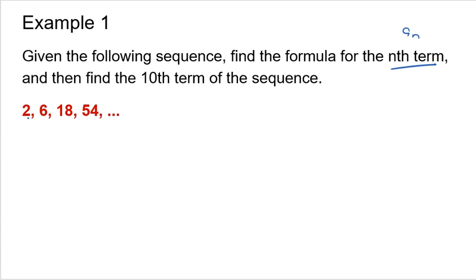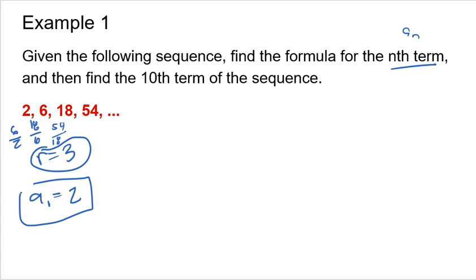Then you say, okay, well, 2 times 3 is 6. 6 times 3 is 18. 18 times 3 is 54. Oh, my common ratio is 3. And again, to find that, just divide any two consecutive terms. You could do 6 divided by 2, 18 divided by 6, 54 divided by 18. Either way, you get a common ratio of 3. And then, of course, we do need to know our first term, which is pretty obvious, 2. And that's it. Those are the only two things you need to create the formula.